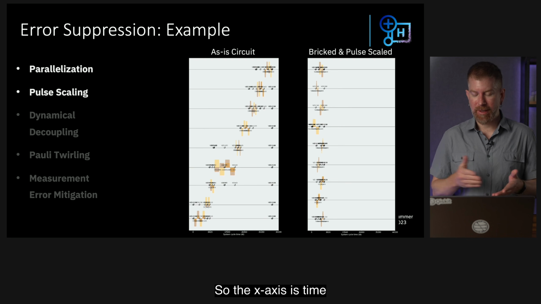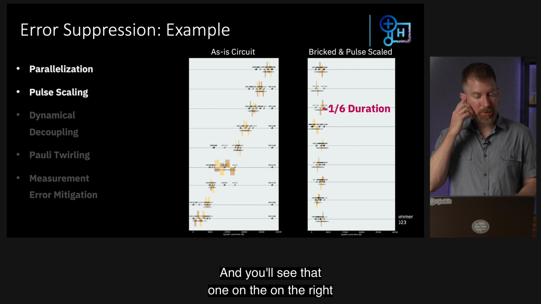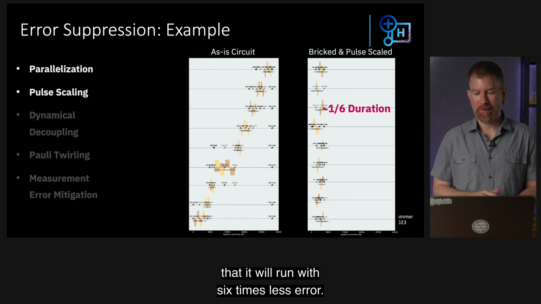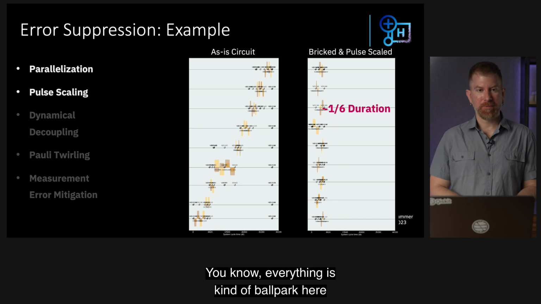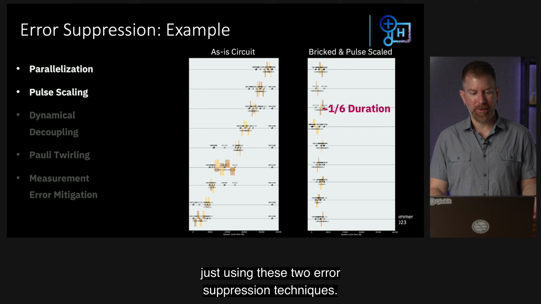So the x-axis is time, and these are equal between both of these, and you'll see that the one on the right has about 1/6 of the duration, so you might roughly think that it will run with 6 times less error. You know, everything is kind of ballpark here. And so you get this kind of improvement just using these two error suppression techniques.